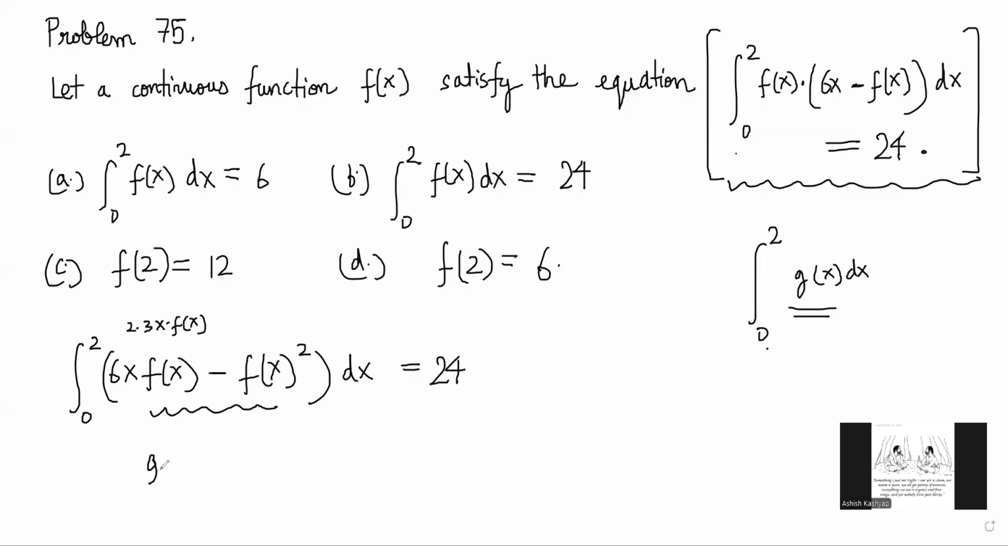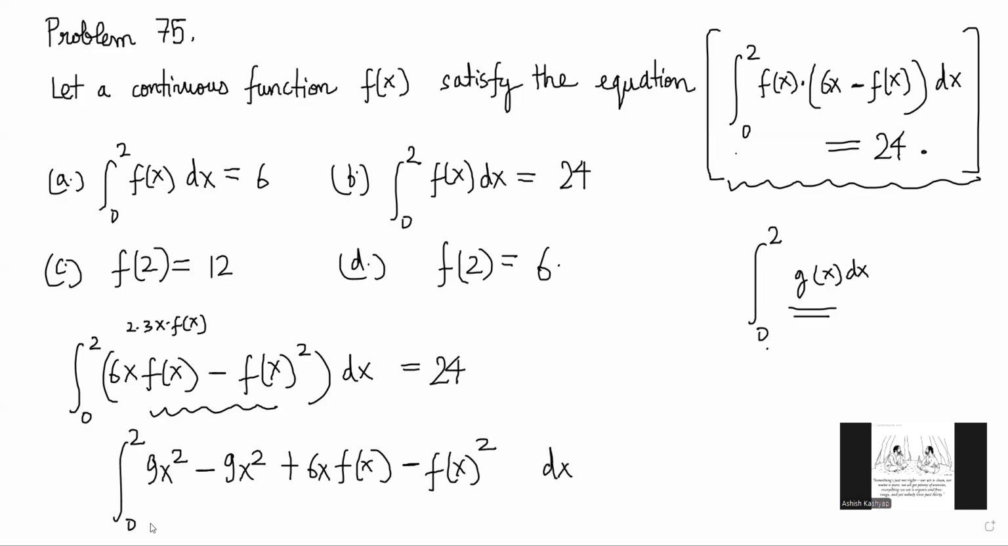So what I will do is I will add a 9x square and subtract a 9x square. Why am I adding and subtracting it? Because it doesn't change the overall integral. And then write the other two terms, plus 6x f of x minus f of x squared, right? This thing evaluated from 0 to 2 is equal to 24 apparently, right?